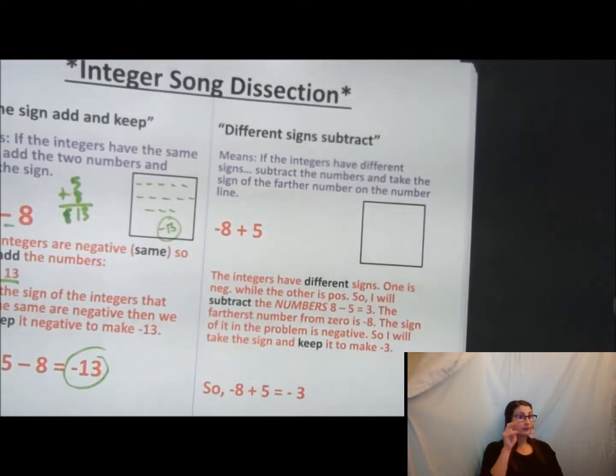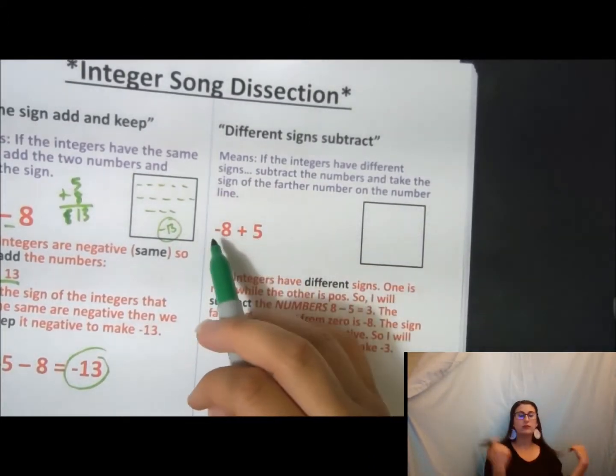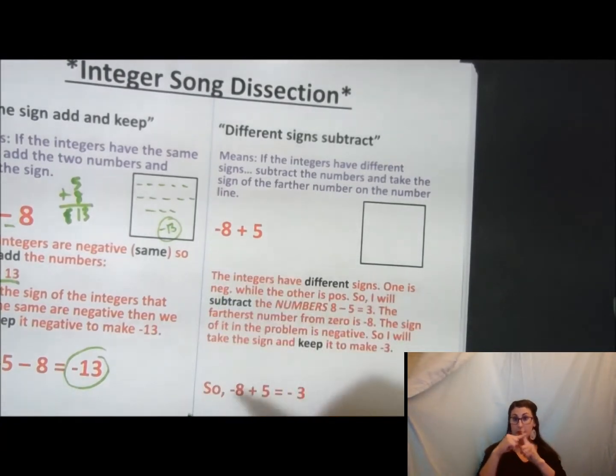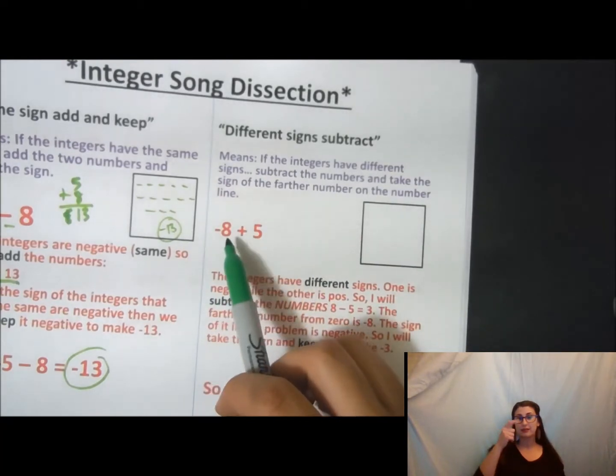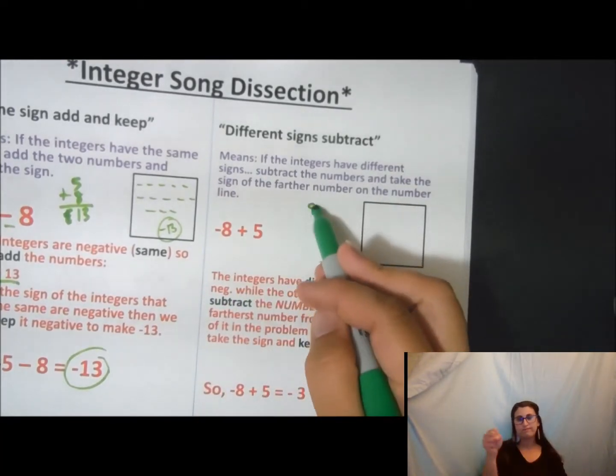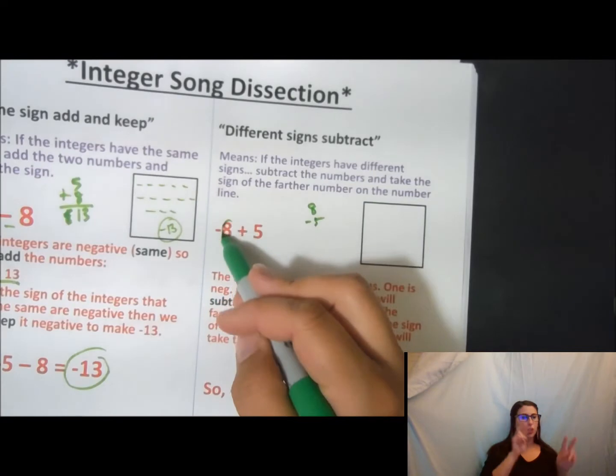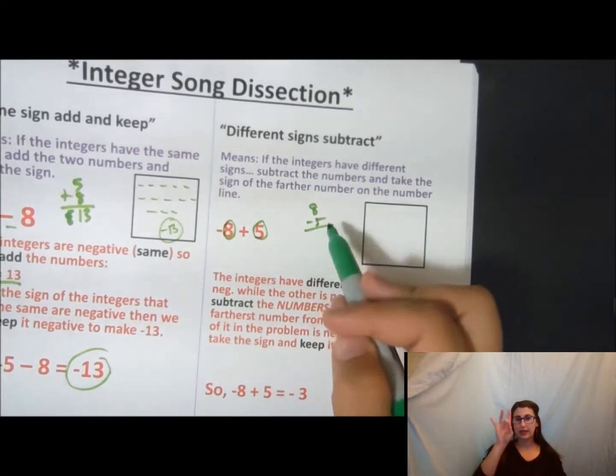Now if we look over here at this one, it says different signs, subtract. So I have different signs. This is a negative and this is a positive. It means that if the integers have different signs, which they do, subtract the numbers. So 8 minus 5. Just look at the numbers individually. So 8 minus 5, that's 3.